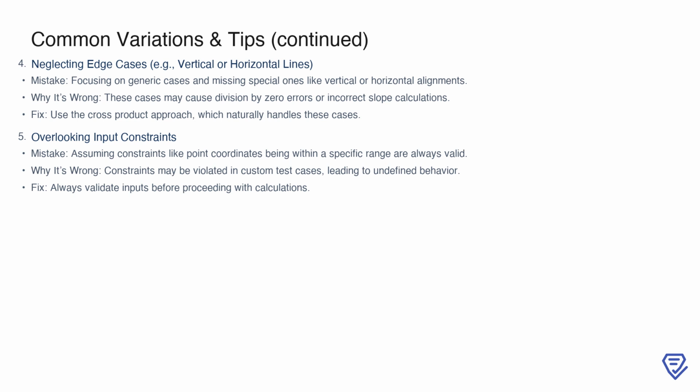Another issue arises when developers overlook input constraints. While the problem might specify certain bounds for point coordinates, custom test cases could violate these assumptions, leading to unpredictable behavior. To avoid this, always validate the inputs to ensure they conform to the constraints before proceeding with your solution. By addressing these common mistakes, you can make your implementation more robust and reliable.